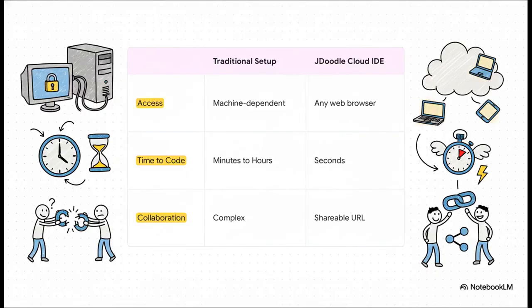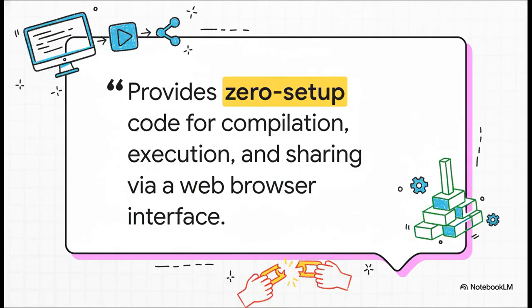This comparison really says it all, doesn't it? The old way ties you to one specific machine and can take you hours just to get set up. With a cloud IDE like JDoodle, you can code from any browser, you're up and running in seconds, and you can collaborate just by sending a link. It's a huge leap forward. So it all comes back to this one really powerful idea, providing zero setup for writing, running, and sharing code.